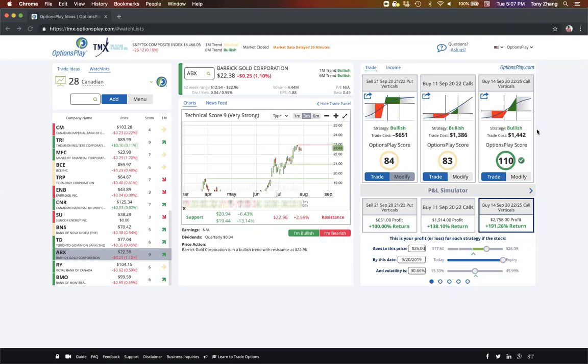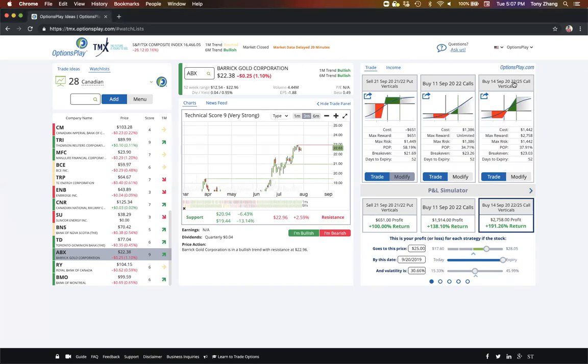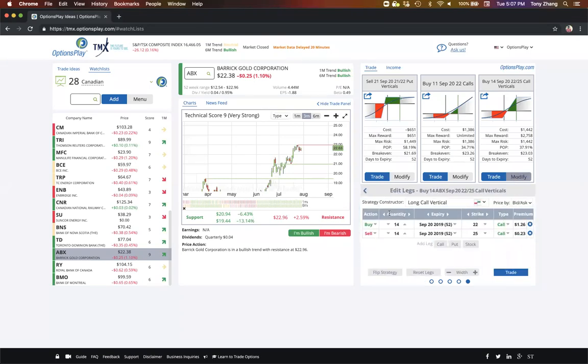Lauren is saying, with debit spreads, is the maximum return the difference between the strike prices? Yes, it's the distance between the two strikes minus the premium that you paid. So here, as you can see, the difference between this spread is, let me first change this quantity to 1, just so it's easier to see. So the distance between the 20 to 22 is $3, but because I'm paying $1.03 for this spread, my max reward is the difference between the $3 and the $1.03 I pay, which is the $1.97.